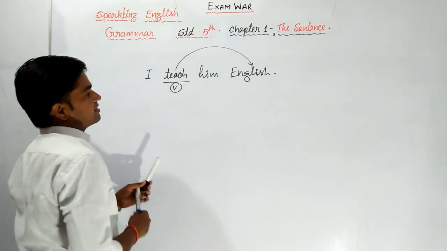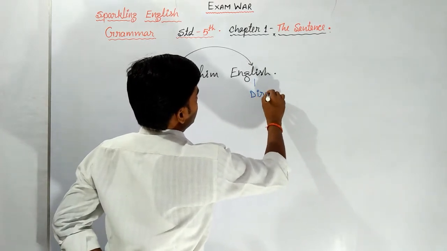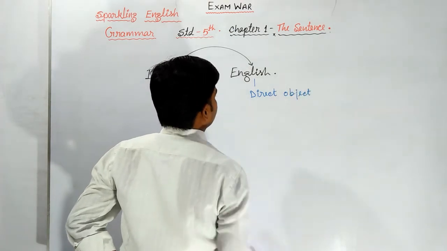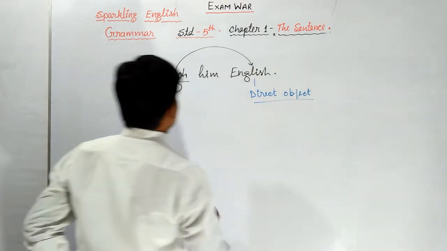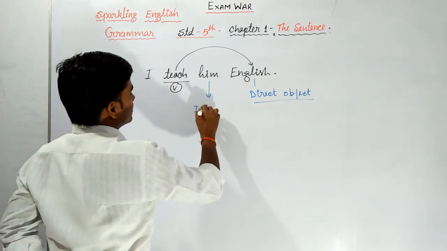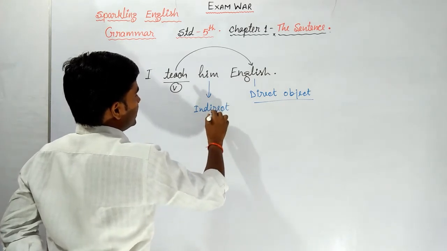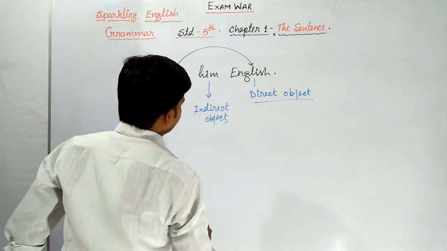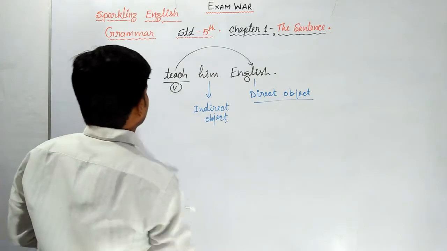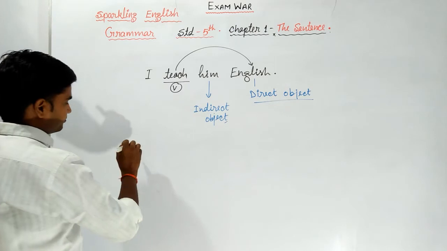So here English is direct object. To whom do I teach, him, it is indirect object. I think you got the point, but we must take one more example.